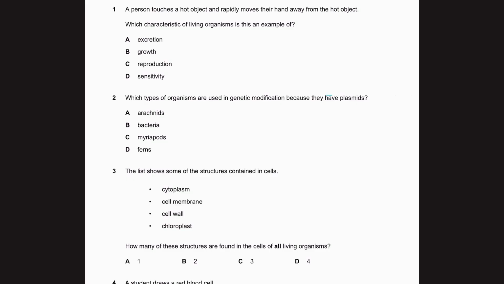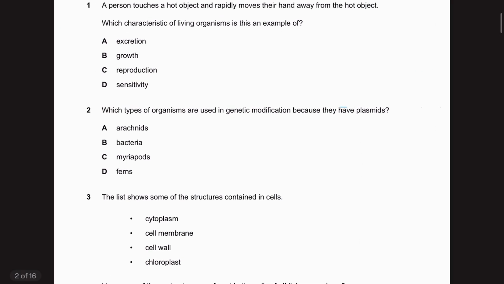So, Question 1: a person touches a hot object and rapidly moves their hand away from the hot object. Which characteristic of living organisms is this an example of? So the key concept, guys, think, what are they trying to test you here? What on the syllabus are they testing? They're testing the concept of characteristics of living organisms. And based on that, you should know that this is MRS GREN. And each of these letters stands for something.